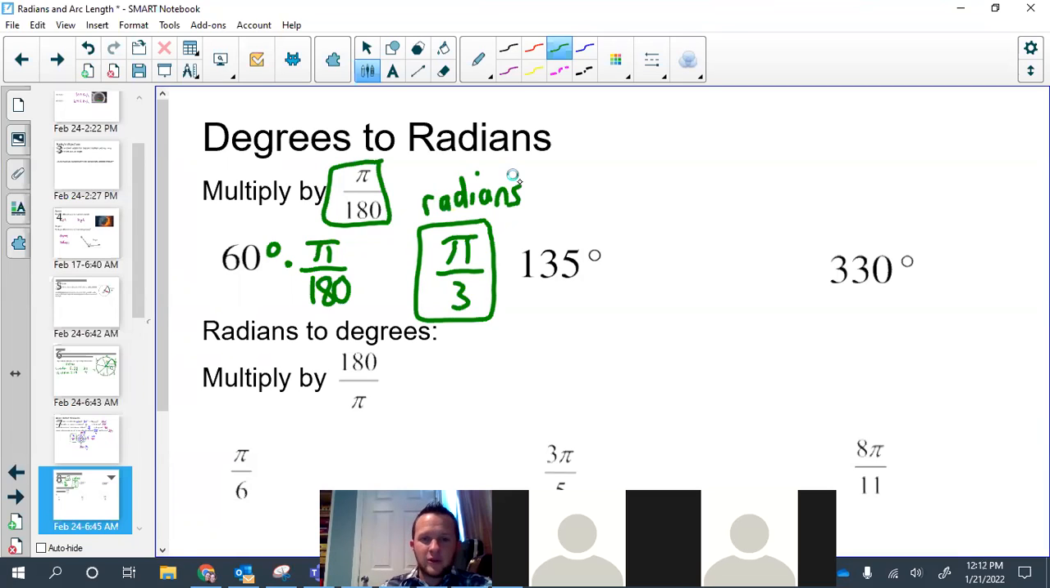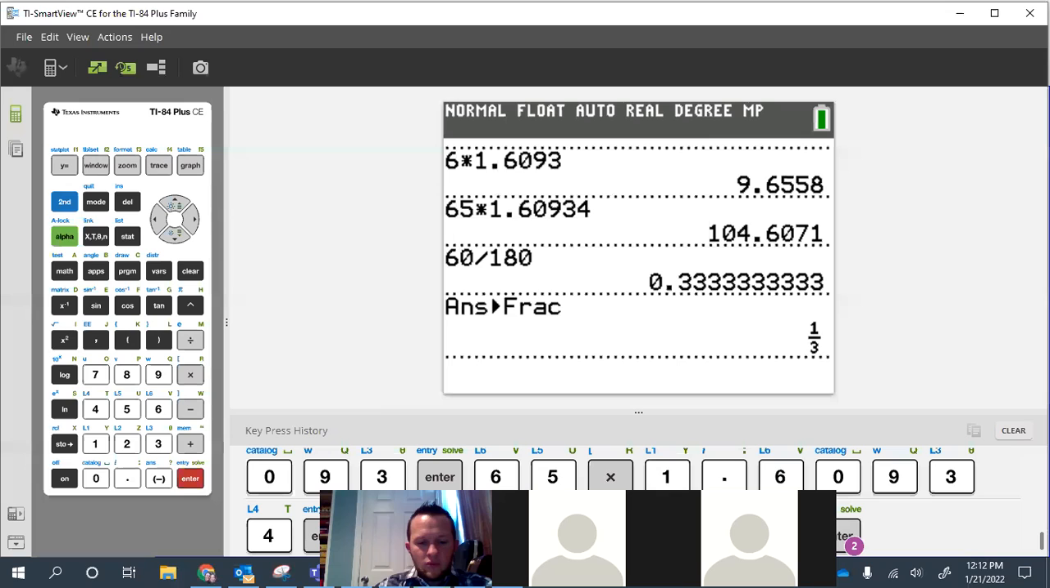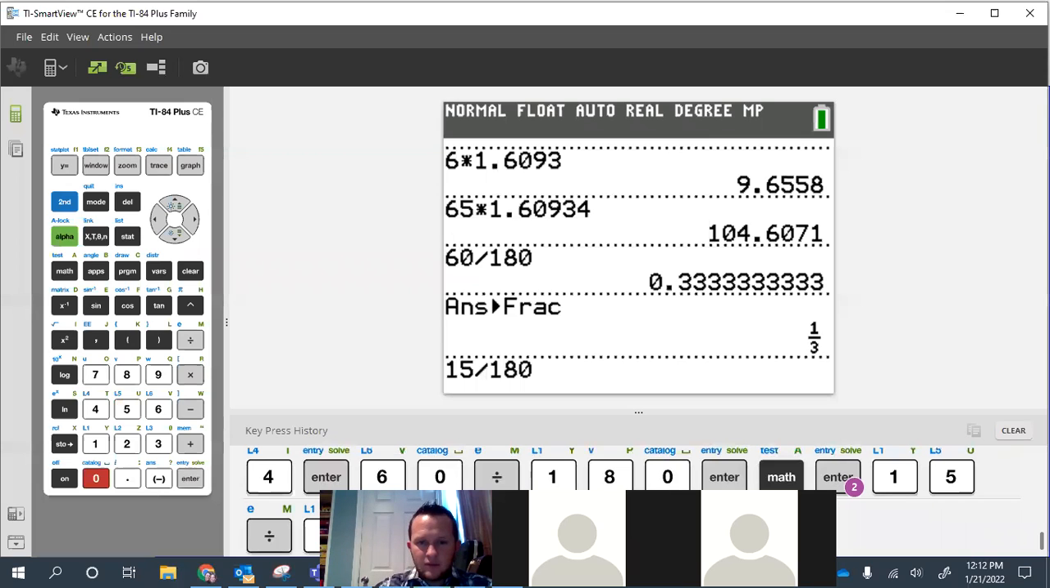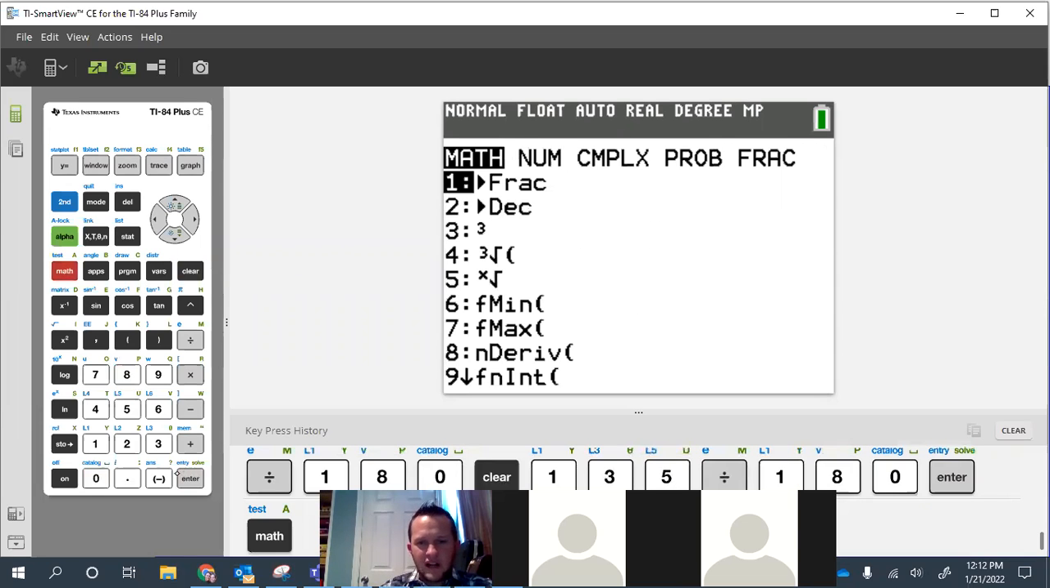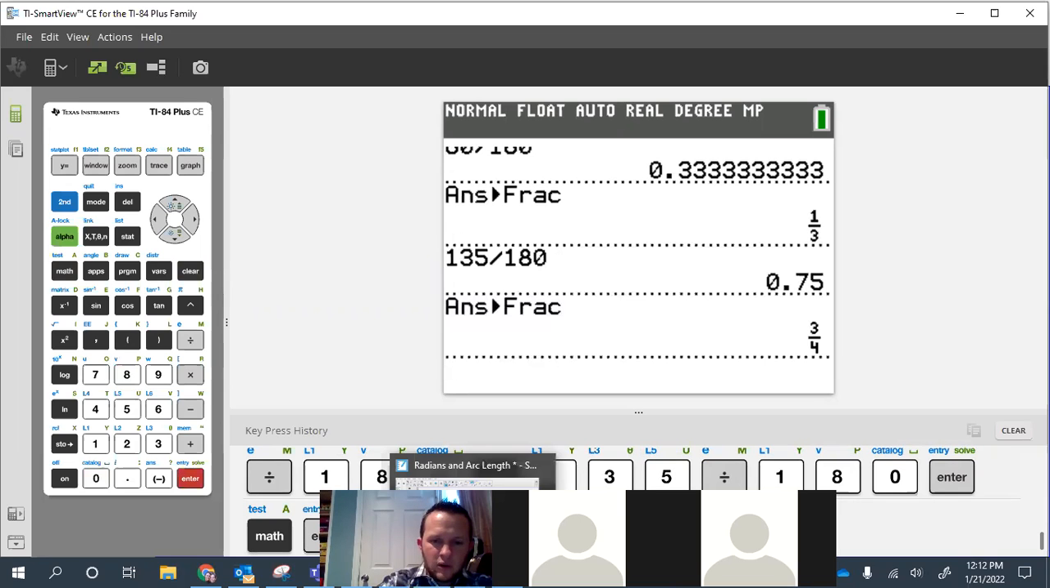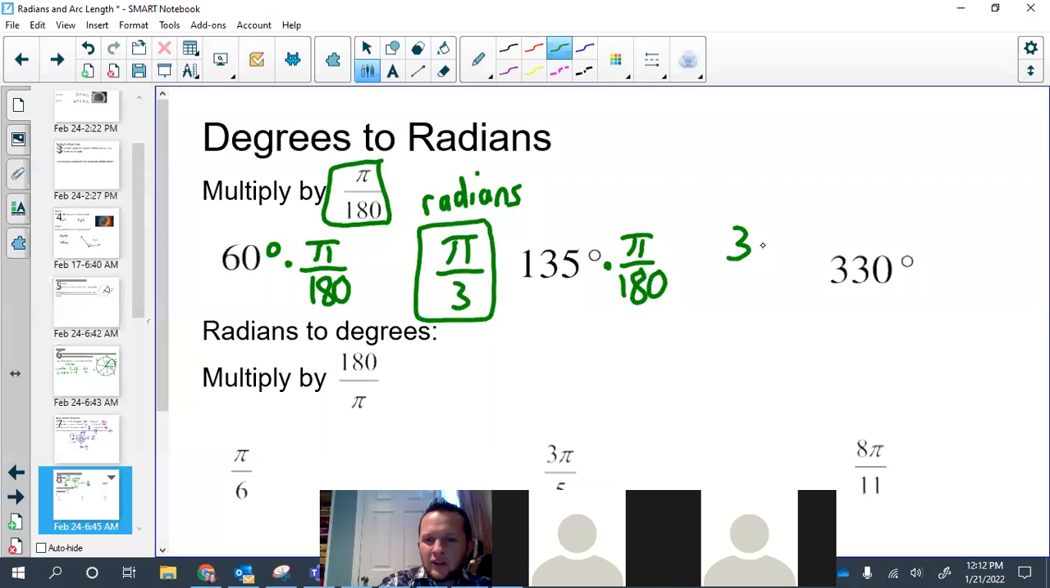Let's do another example, okay? Here I have 135 degrees and I want it in radians. So I'm going to times it by pi over 180. So I'm going to do 135 over 180. Oh, I was typing too fast for my calculator. And I recognize that as 3/4, but if you don't, you do math, enter, enter, 3/4. So I'm going to go back here and I have to include the pi with it. So this will be 3 pi over 4, and that will be in radians. So those are the same angle measure, just one's in degrees, one's in radians.